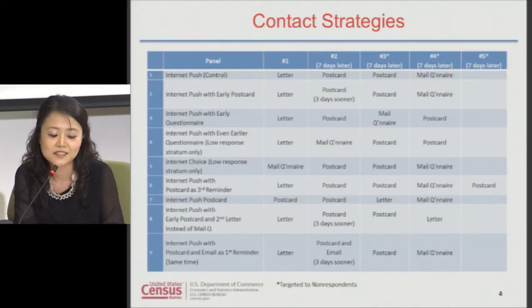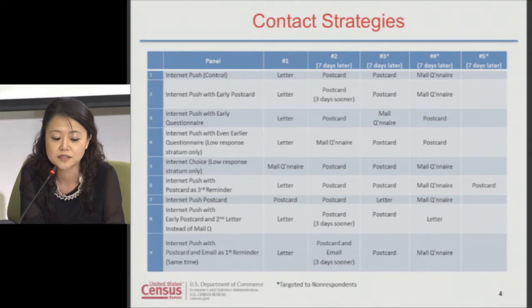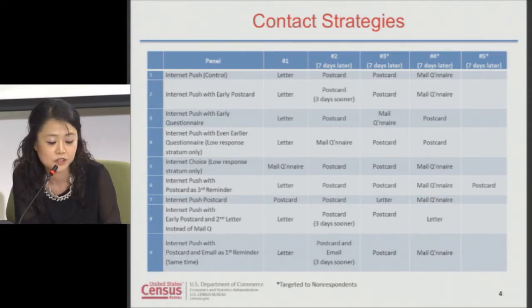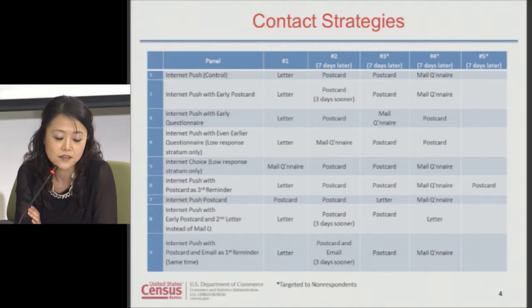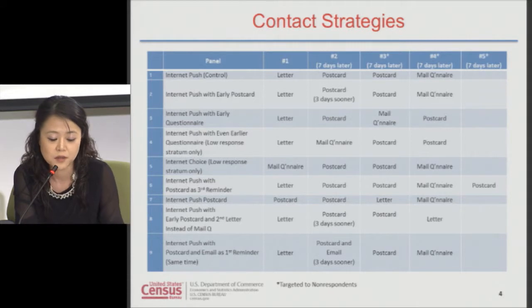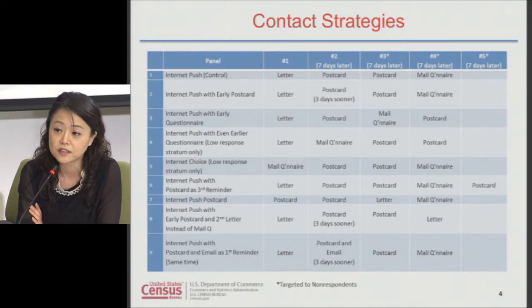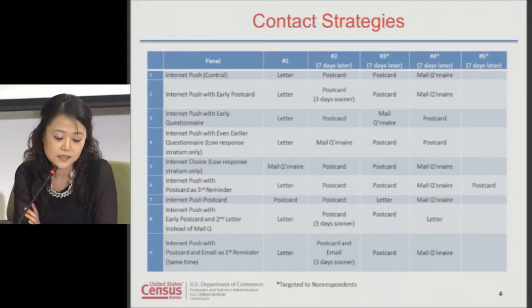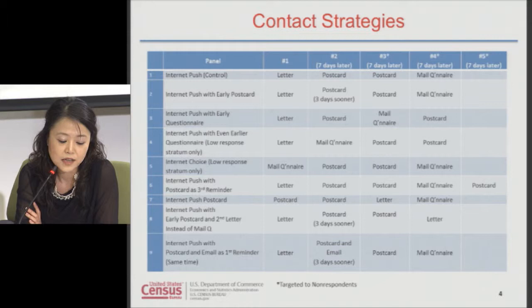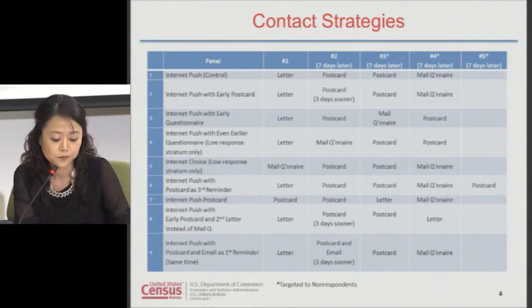Another thing I should point out is that in addition to testing the key content areas, we'll continue testing our various contact strategies to optimize self-response, particularly via the internet. As you can see on this table here, we have different panels that will test the timing of the reminders, the delivery of the paper questionnaires at various points in the response process, ways to further encourage self-response even after the questionnaire mailing. We'll also be looking at the impact of sending a postcard at the first mailing instead of a letter, as you can see in panel 7, not sending a mail questionnaire at all, panel 8, and using email to supplement postal mail.